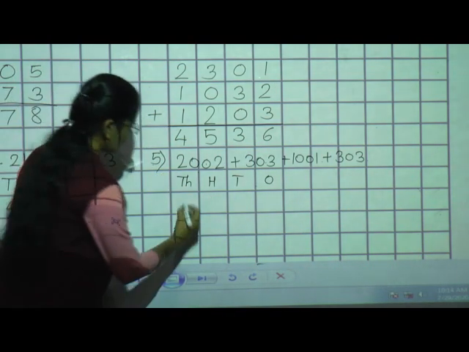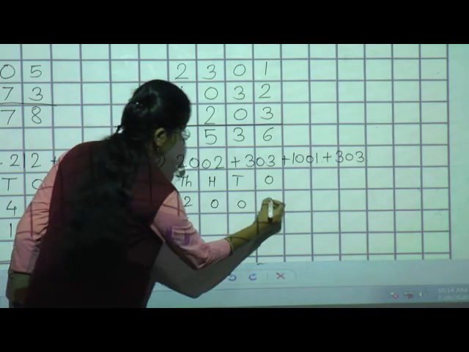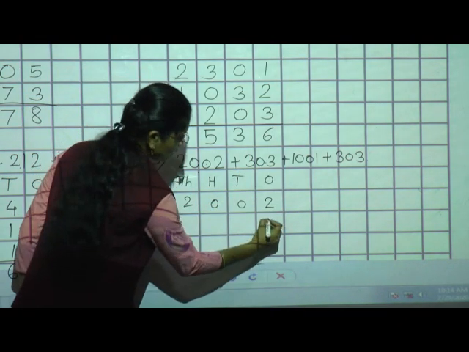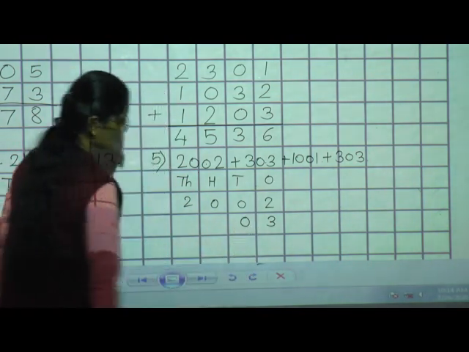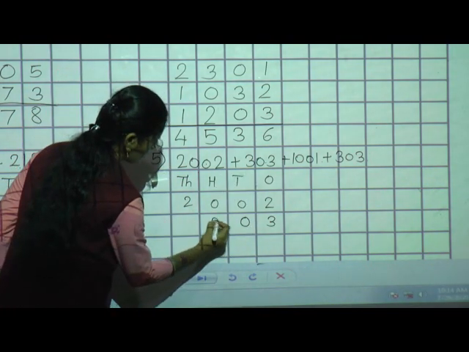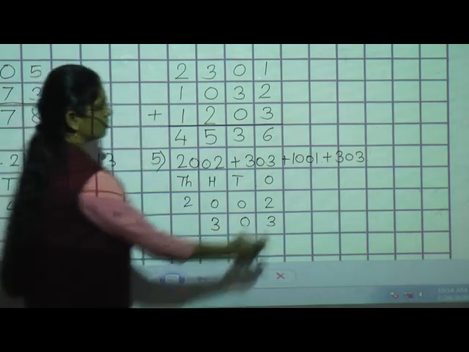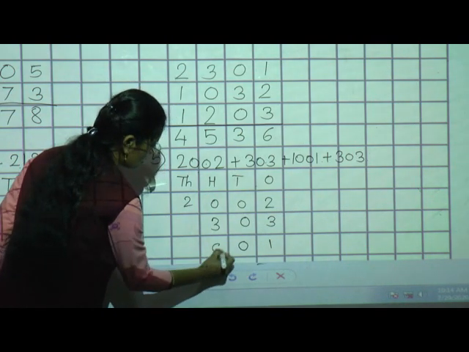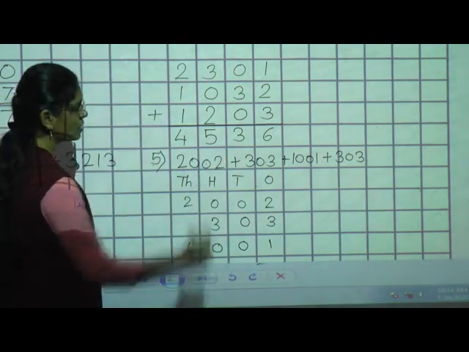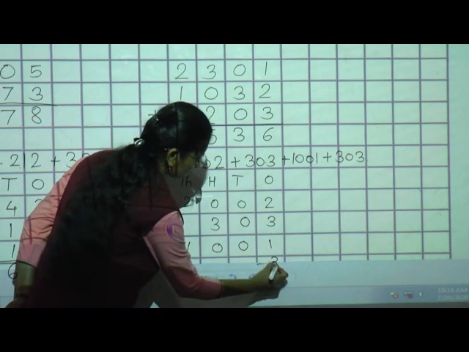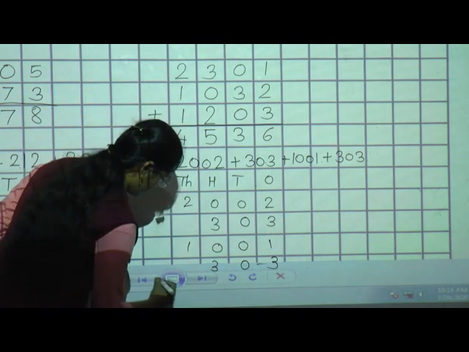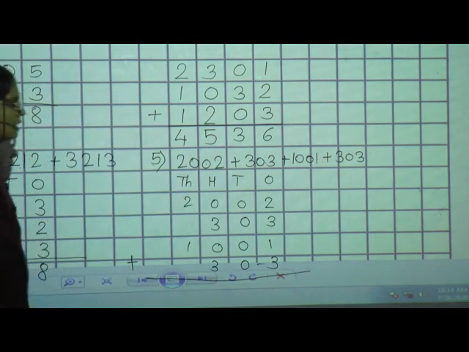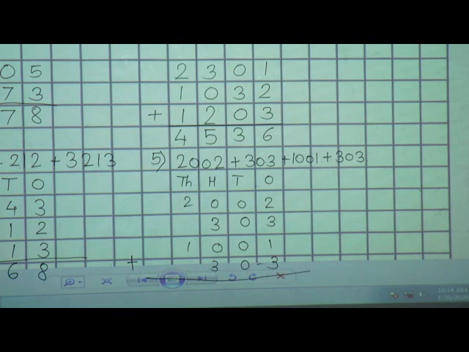First number is 2002. The another is 303. This is 3-digit number. So start from ones place 3, at tens place 0 is there, and here at 100 place 3 is there. Then see the third number. The third number is 1001. And the last number is 303. Now we will do the addition. Give plus sign here.